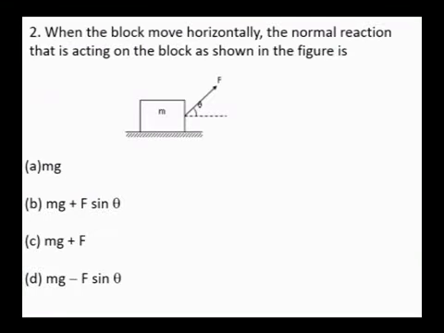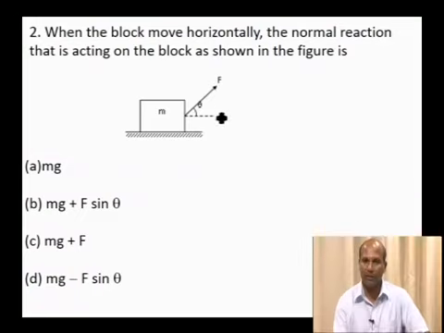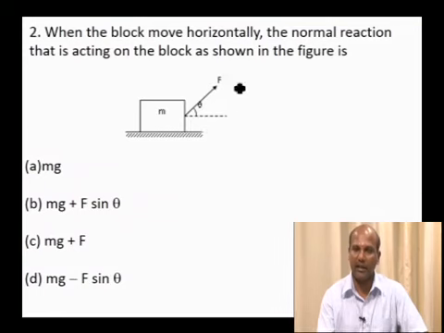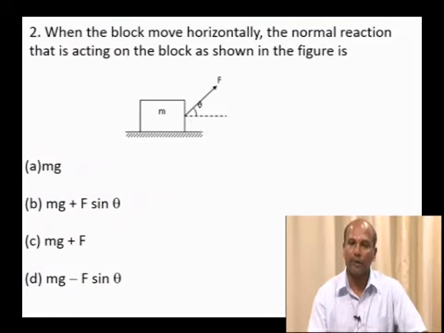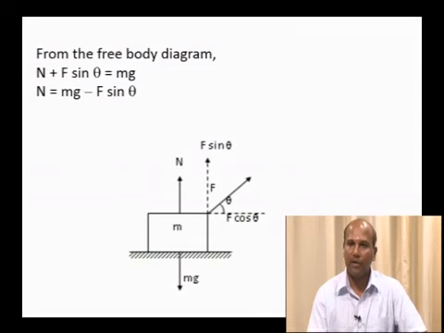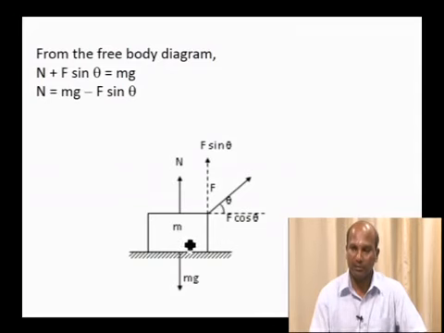Next problem: when the block moves horizontally, the normal reaction acting on the block, as shown in the figure, is asked. Here, drawing the free body diagram is very important to solve this problem. So we have this mass, and a force is acting at a particular angle. We can write the free body diagram here. This mass is there, and we have resolved the force into horizontal and vertical components. So you have F cos theta here and you have F sin theta here.